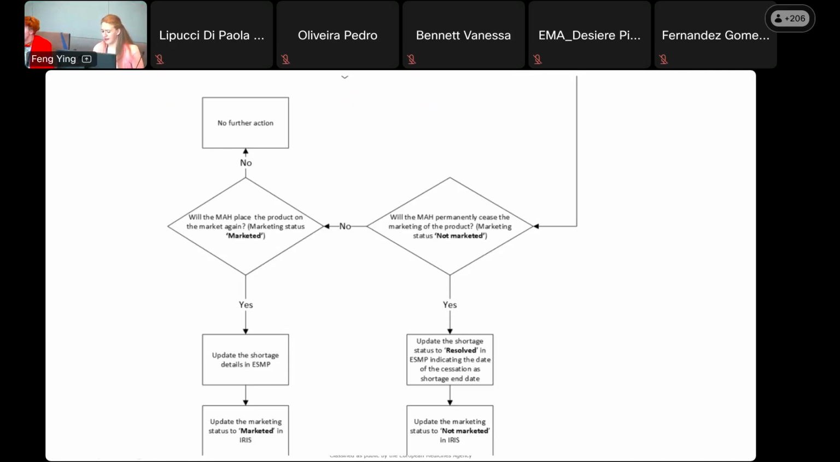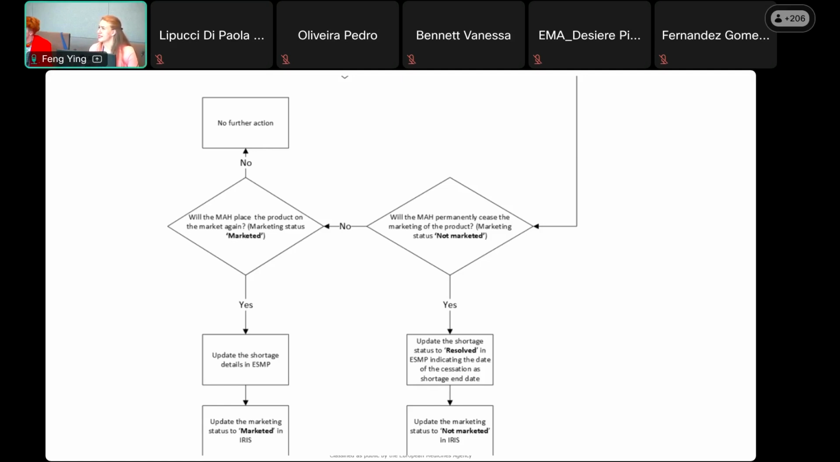After these actions are done, at some point in the future, of course, the MAH will have to take action again, either change the marketing status back to marketed, or maybe the MAH decides the product shall be permanently discontinued, so the marketing status needs to change to not marketed.